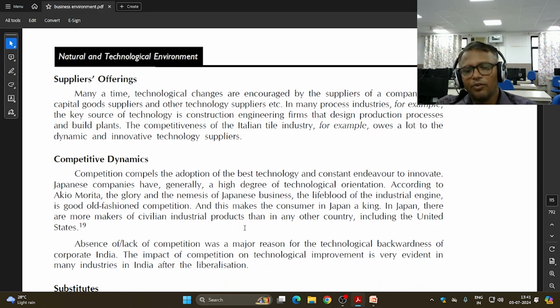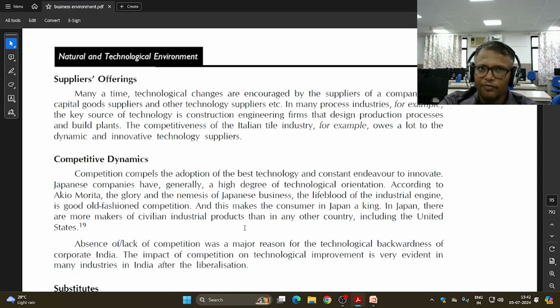Next is the suppliers' offering. Many times, technological changes are encouraged by the suppliers of the company, like capital goods suppliers and other technological suppliers. In many process industries, for example, the key source of new technology is construction engineering firms that design production processes and build plants. The competitiveness of the trading industry, for example, owes a lot to dynamic and innovative technology suppliers.